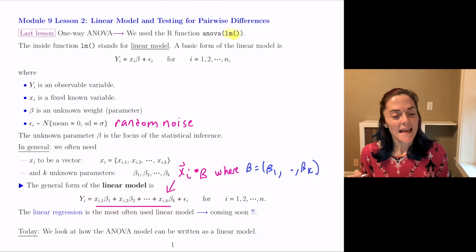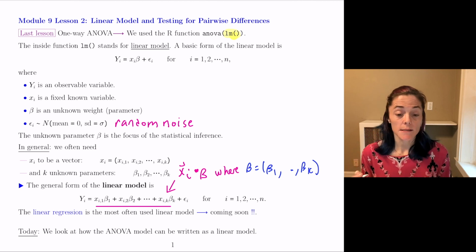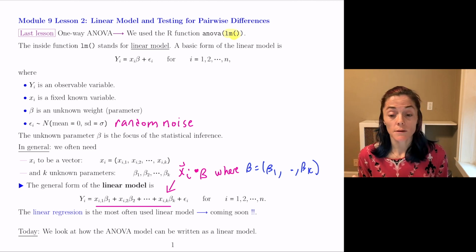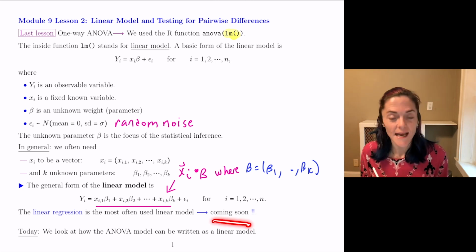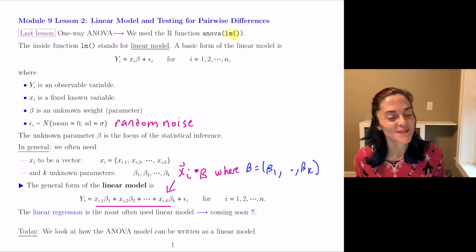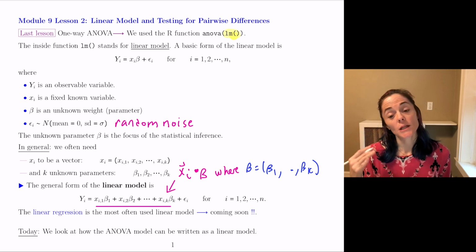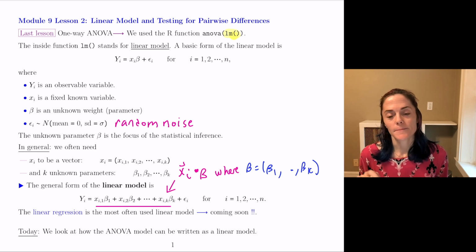All right. Now, linear regression is the most often used linear model, and I have this as coming soon. Fantastic. This will be in the next module. But today we're going to look at the ANOVA and how it can be written as a linear model.